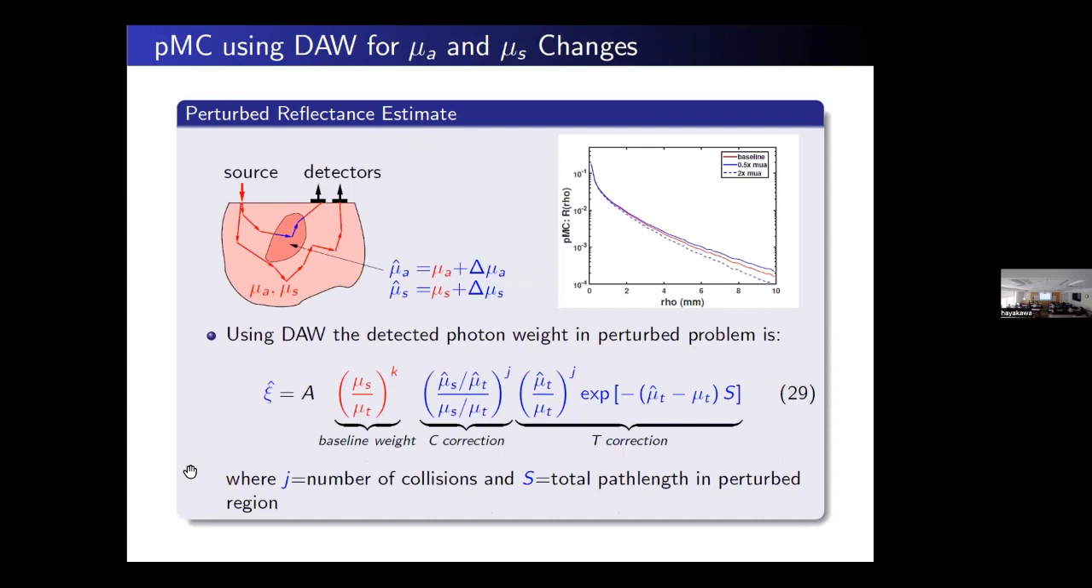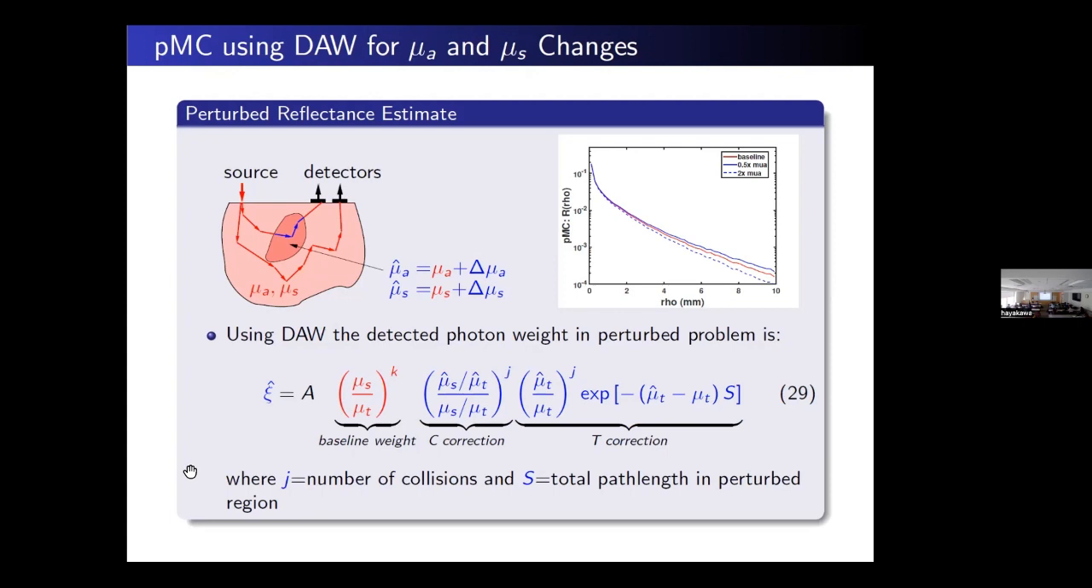What we do, for instance, say the change to alpha is the change to mu A and mu S in this area. We have a mu A hat and mu S hat. And so here's the background baseline weight, and here is that Radon-Nikodym derivative. So here we have a C correction. C is that C kernel, except we're using the C kernel for the perturbed optical properties divided by the baseline optical properties, put to the power j, j being the number of collisions in this region.